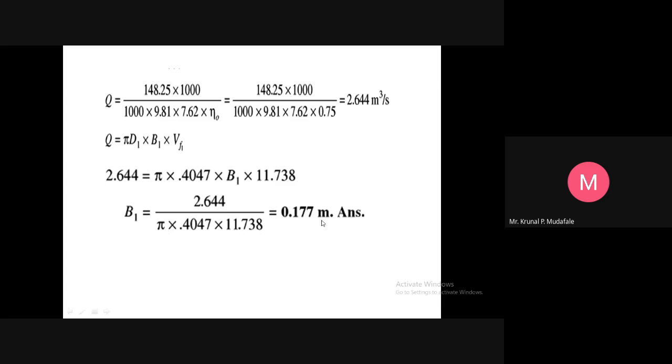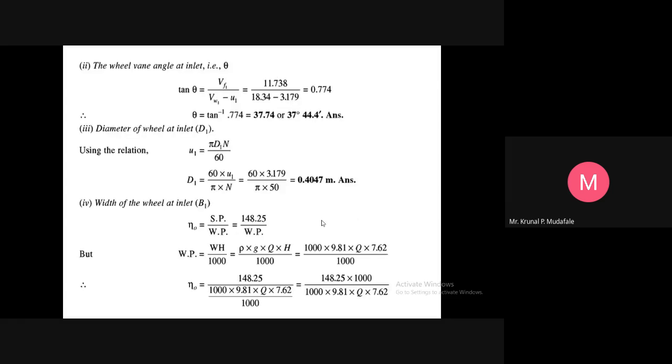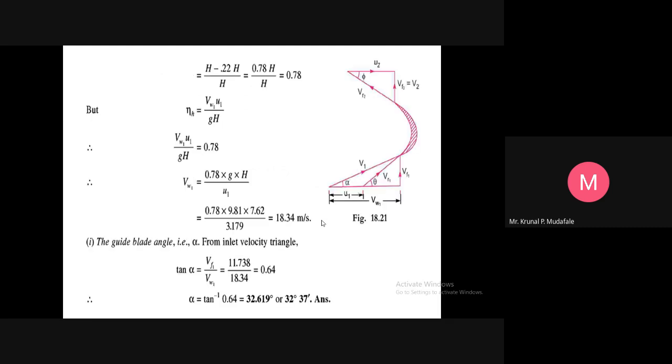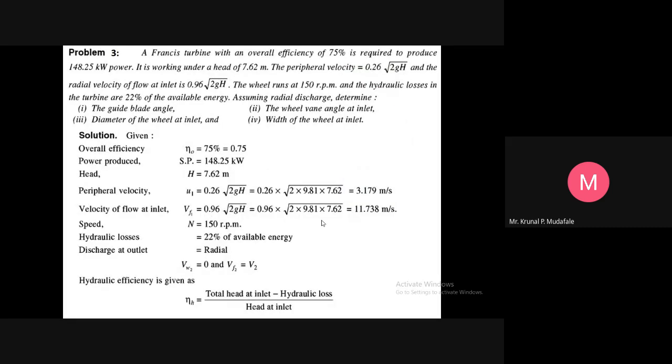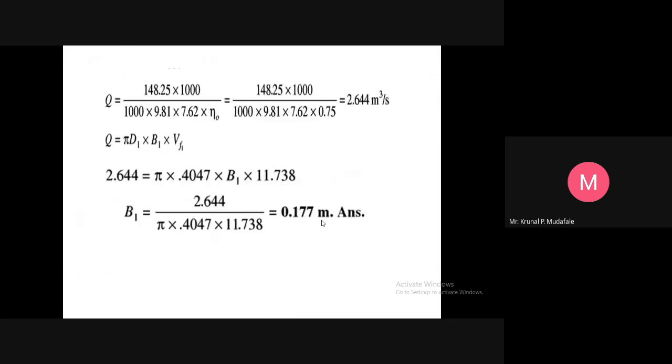In this way you will get the solution for all the unknown parameters, right? First of all, in this numerical, they want to know the guide blade angle, then the vane angle, then the diameter at the inlet, and the width at the inlet. All we have to calculate in this way. I hope everyone is able to understand this numerical for the Francis turbine. That will be the most important numerical.